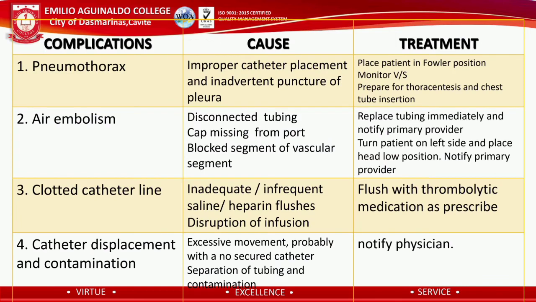Now let's go to the complication of having parenteral nutrition. First, merong pneumothorax. Second is air embolism. Third is clotted catheter line. And lastly, catheter displacement and contamination. Naka-indicate na din po yung cause and possible treatment from the complication.